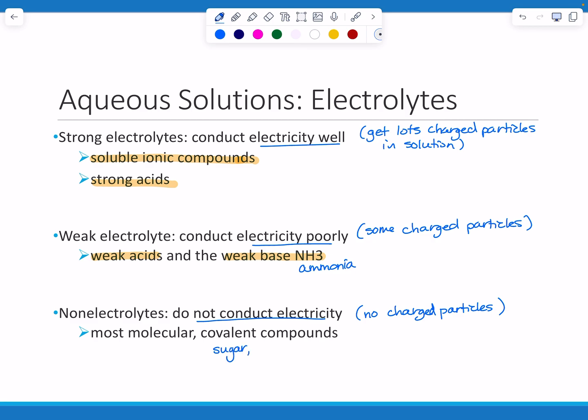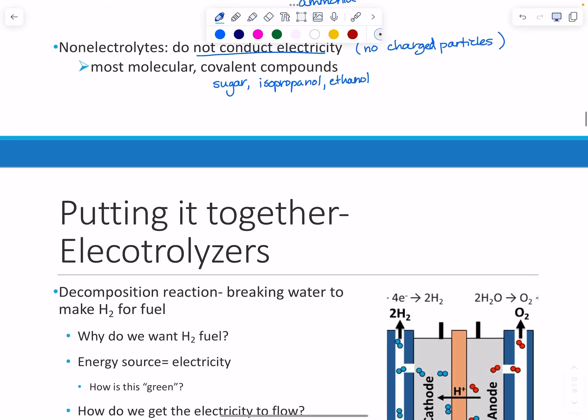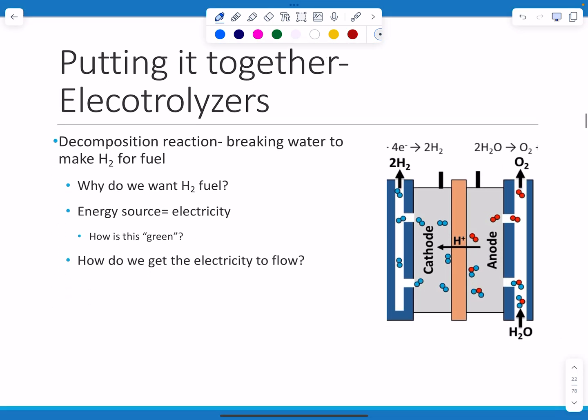Let's see, what's a good alkane that you guys might have heard of? Isopropanol, so rubbing alcohol, things like that, ethanol, alcohol, okay?